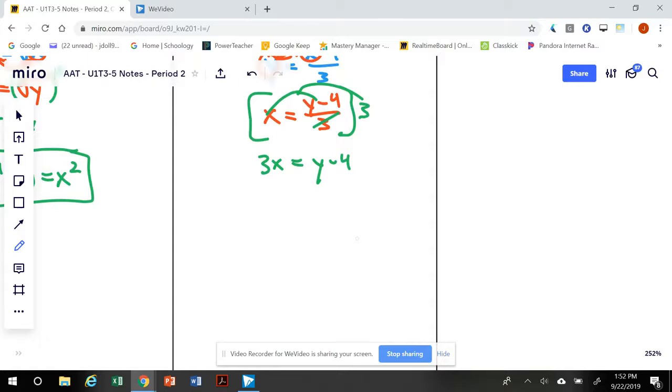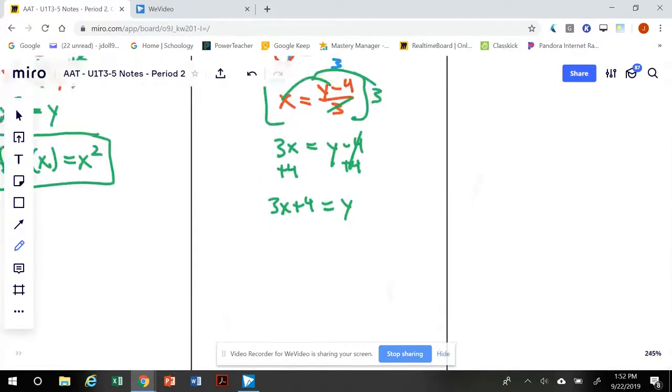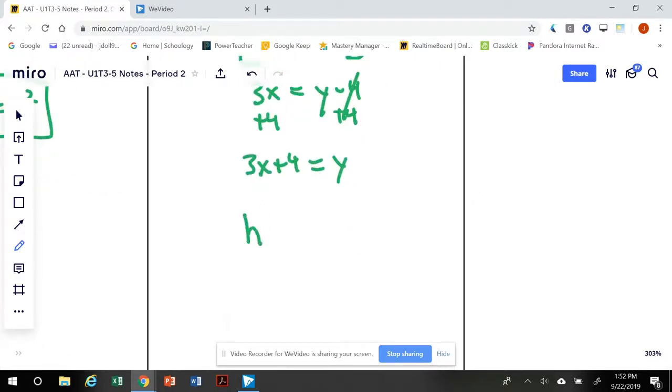Then I will cancel the constant of -4 by adding 4. Now these are not like terms. Please do not write 7x. Just don't do it. Right? And now that we're done, we have to go back to function notation. Since we started with h of x and we have the inverse, we now need to write this as the inverse of h of x.